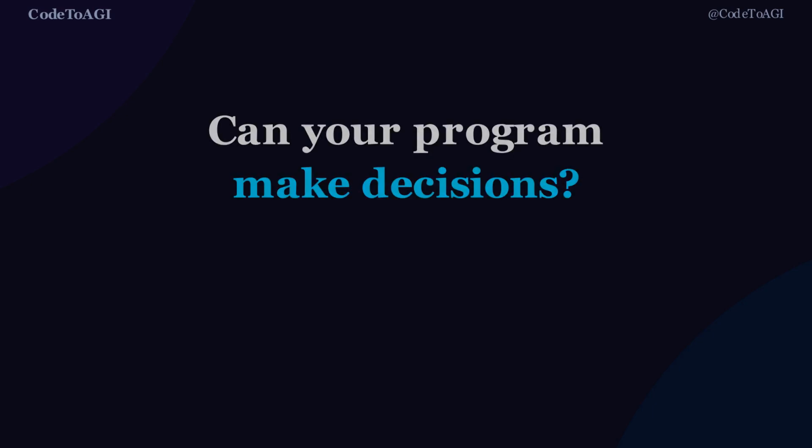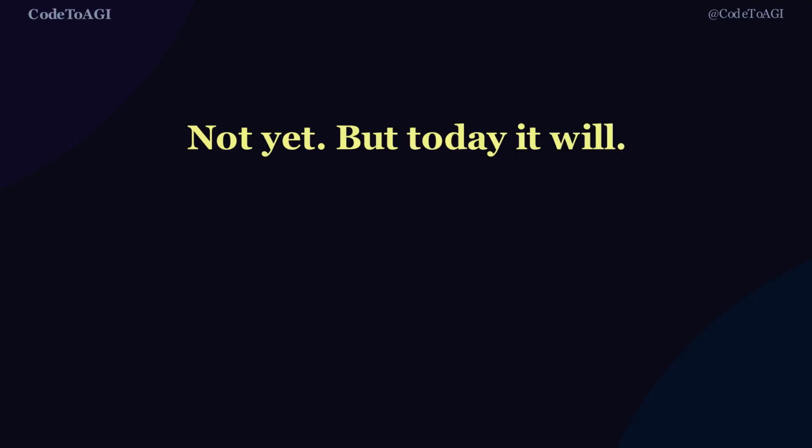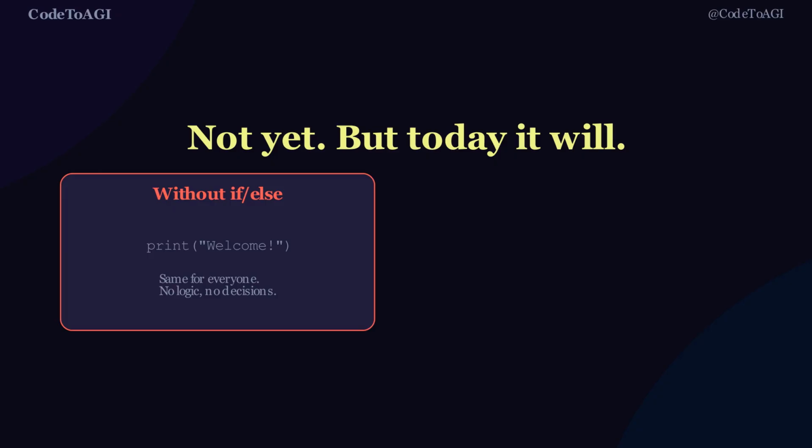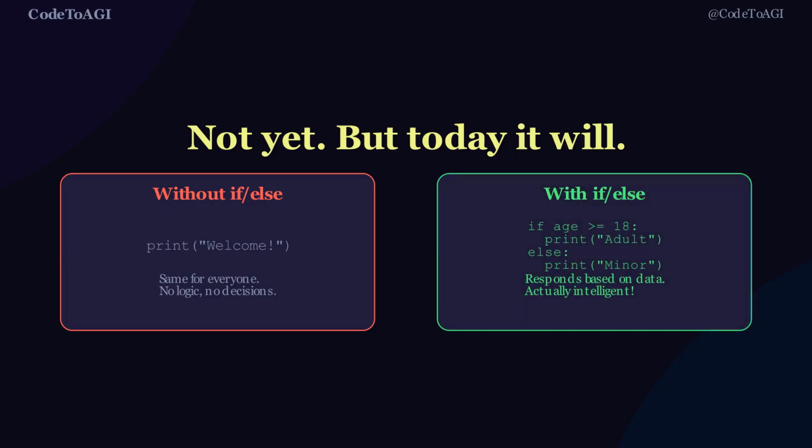Can your program make decisions? Right now, the answer is no. Your Python programs run top to bottom. Same output every single time, no matter what the user types. That changes today. Think about every app you use. When you log in, it checks your password. When you buy something, it checks if you have enough money. When you watch YouTube, it checks your age. Every one of those checks is an if statement. The if statement is how Python makes decisions. It is the foundation of all logic in programming. Master it today, and your programs will never be the same.